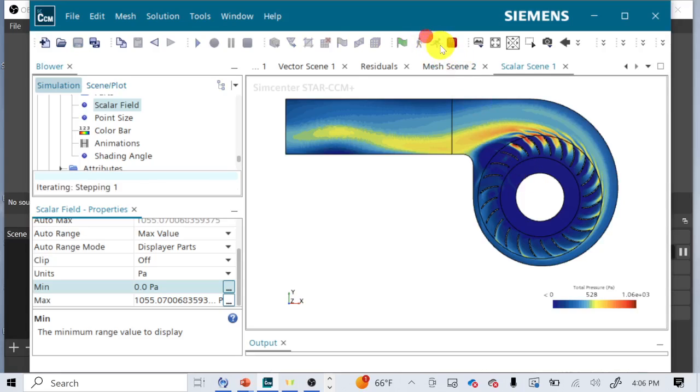But let me just go ahead and let this run for a little while. And it should gradually stabilize a little bit.